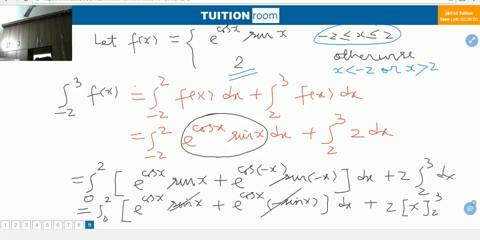Now I am going to proceed further. We'll get it equal to the integral from 0 to 2 of 0 dx plus 2 times upper limit minus lower limit. It will be 0. 2 into 1, it will be 2. It will be our answer. So please copy it. Then I will proceed to the next problem.